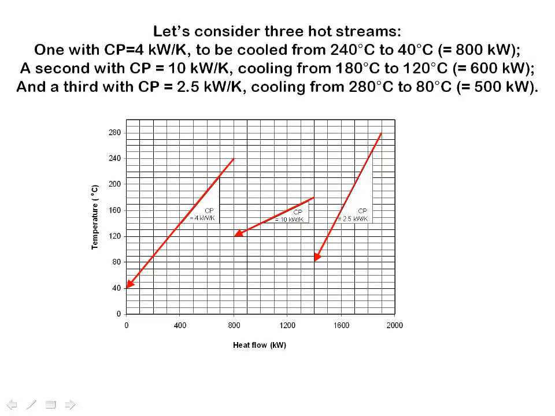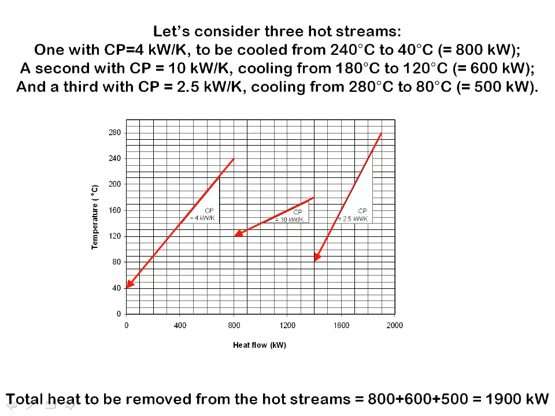So there's not much to this stream. It either has a very small mass flow rate or a very small specific heat capacity. Either way, because there's not much of it, there's a big temperature change for a given heat loss. So we've got our 3 hot streams. The total heat to be removed from these 3 hot streams is 800 from the first stream, 600 from the second, 500 from the third, giving a total loss of 1900 kilowatts.